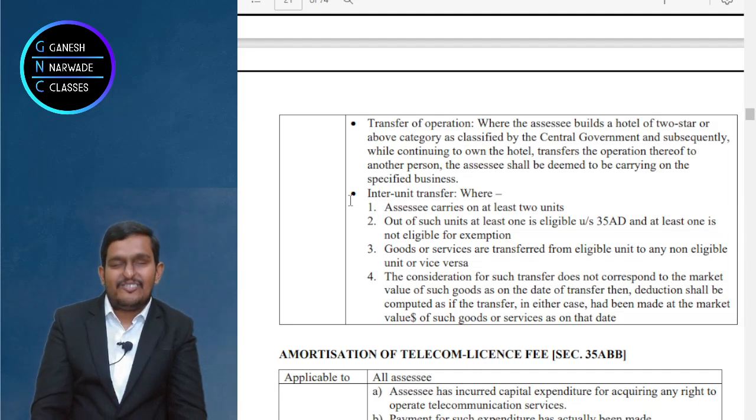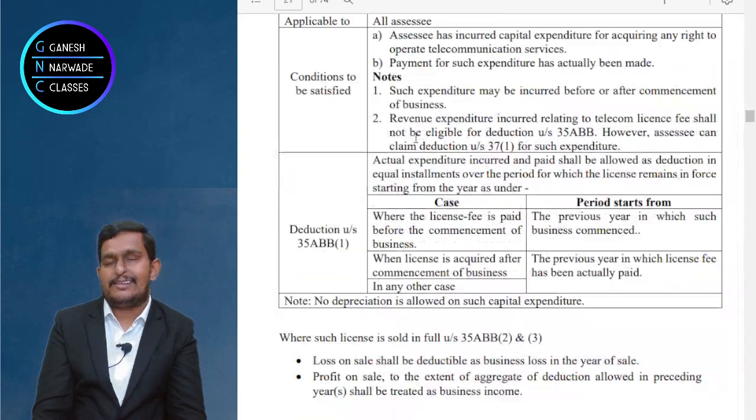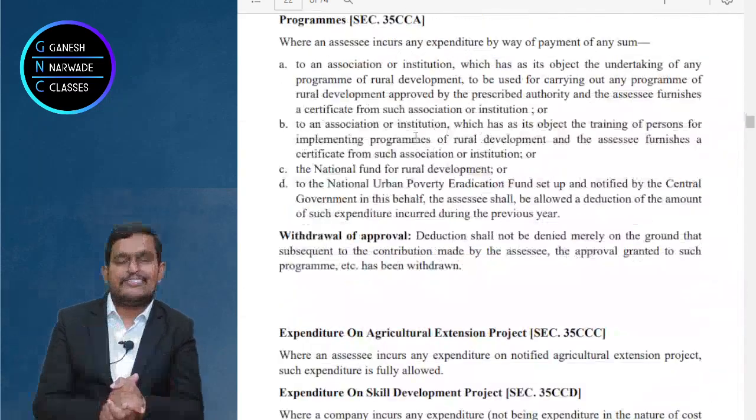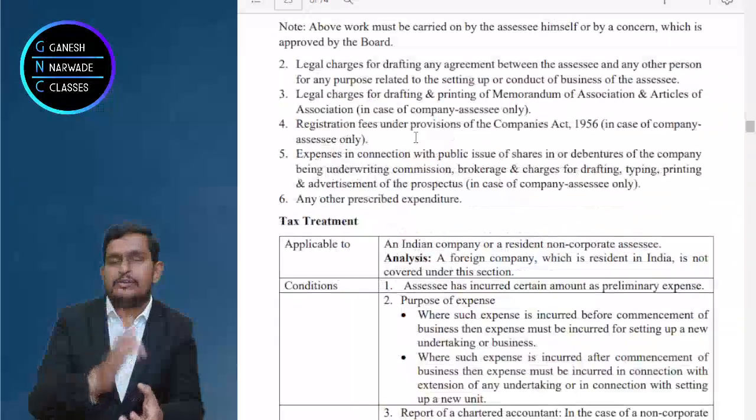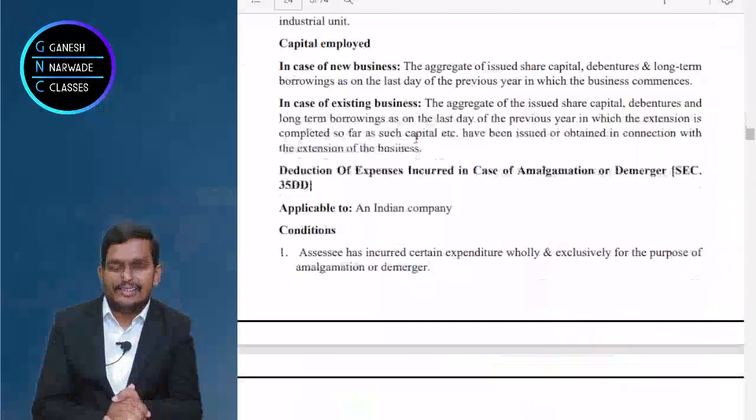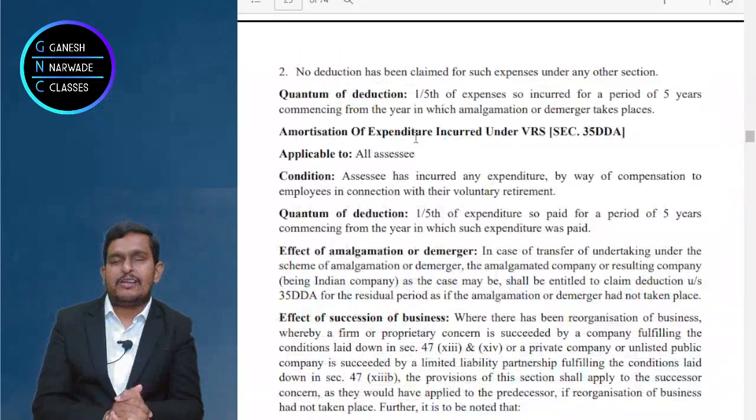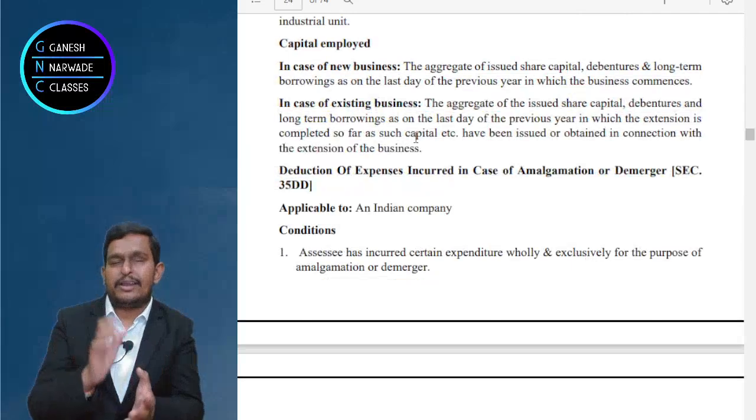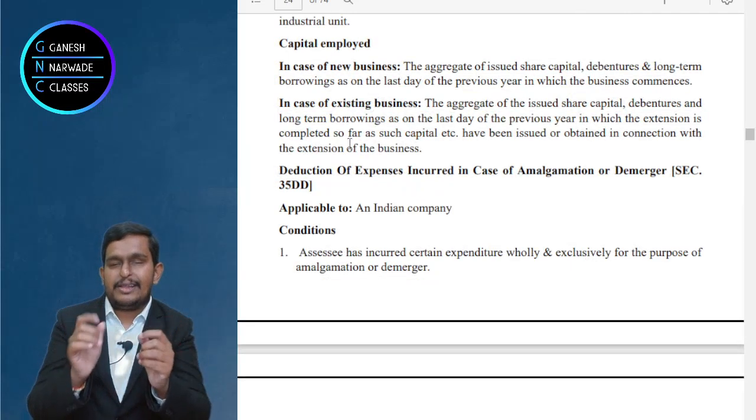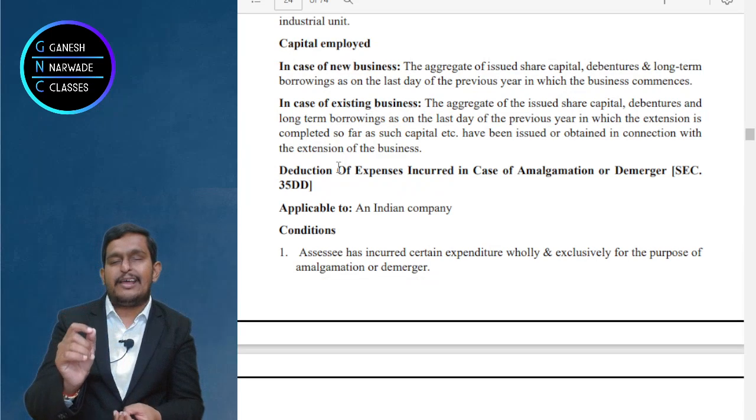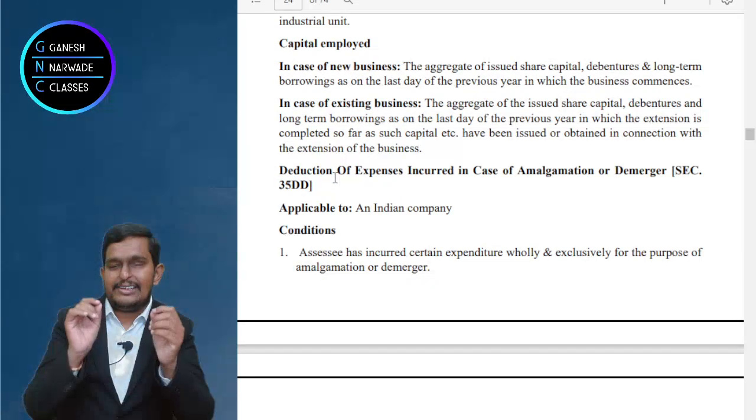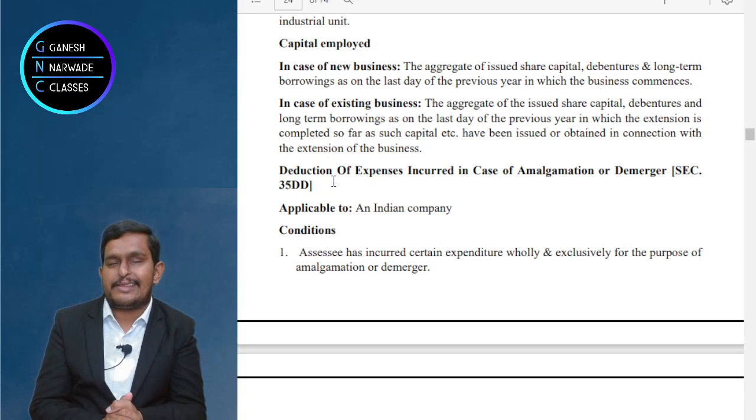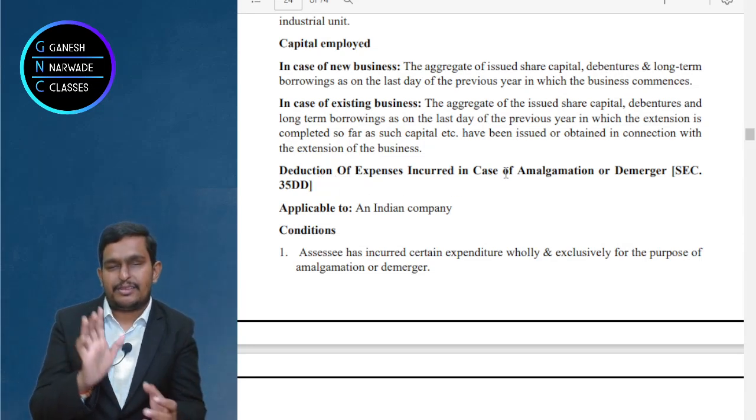Okay. So with this we completed section 35 AD. Hope you enjoyed the section. Now we will discuss section 35 DD, very near to putting an end to section 35. Now 35 DD talks about expenditure in relation to amalgamation or demerger. So it is amalgamation expenses, it is demerger related expenses. 35 DD, what section? Jaldi bolo mere saath. Section 35 DD, amalgamation demerger expenses.